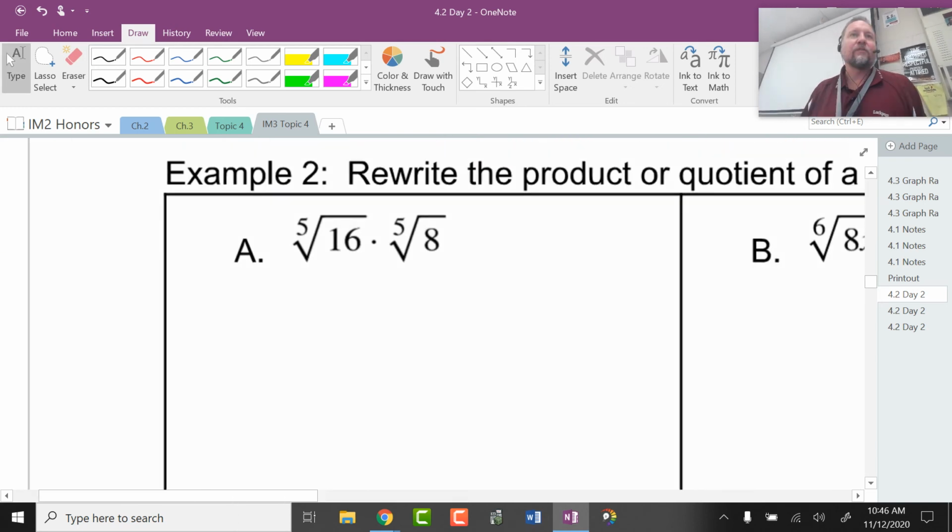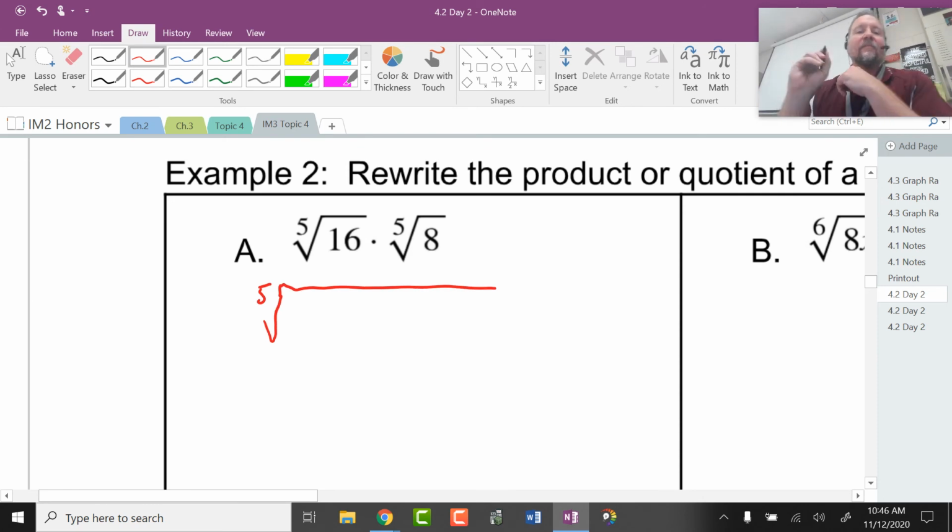Oh yeah, numbers are the worst. Okay, so here we go, Hannah. What do you know about 16? All right, and then what do you know about 8? So ultimately, I want you to write, what is 16? How many 2's multiplied together?